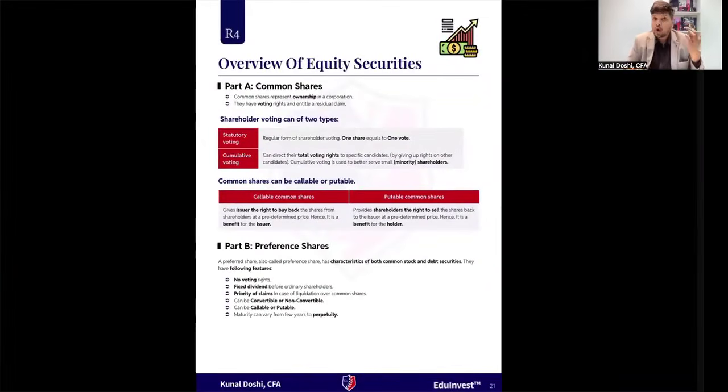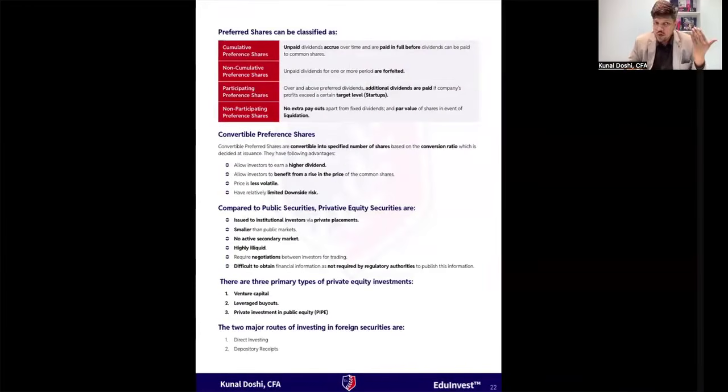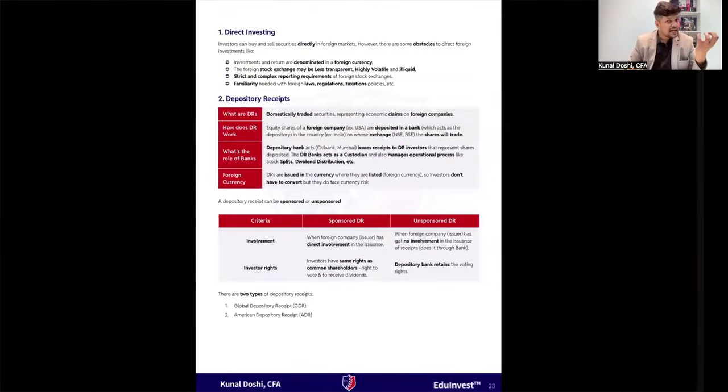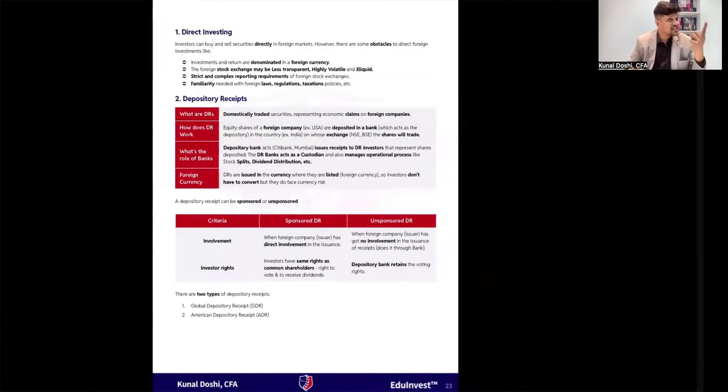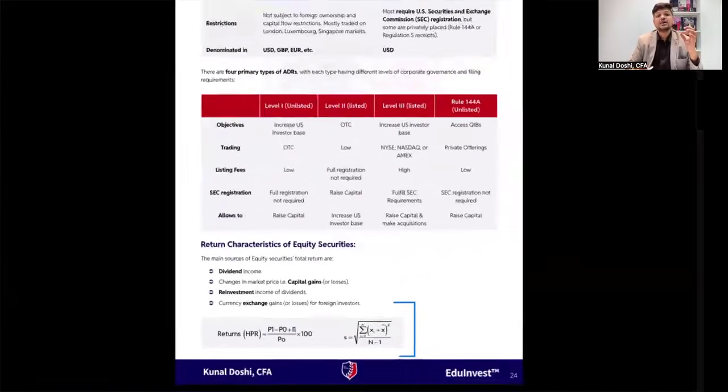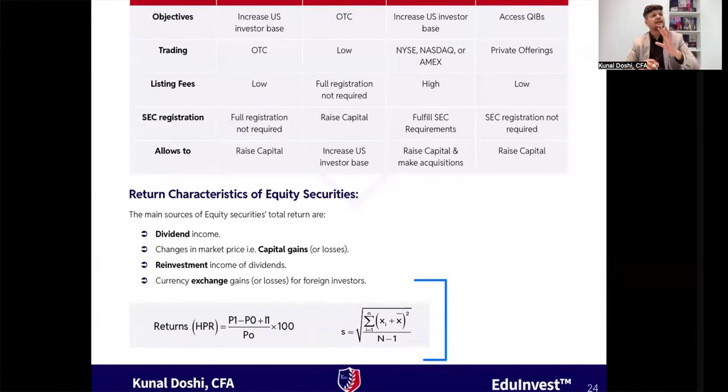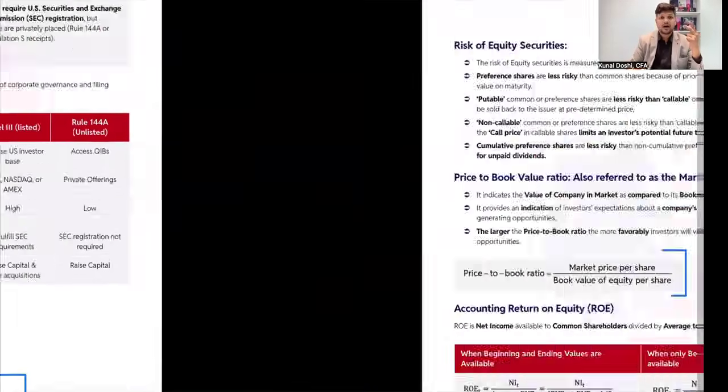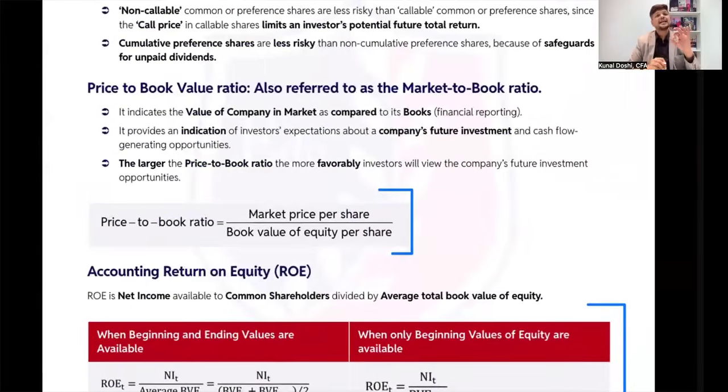Reading number 4 is overview of equity security. Here, many of the formulas you will see are repetitive, something that you have already done in the past. Here, ADR, GDR is very important, I told you. Here, the simple holding period return and standard deviation formula, I'm not repeating it because we already did that earlier. Everyone knows how to calculate holding period return and standard deviation. Am I correct? Some new things are related to price to book value, even though price to book value we will do in the last reading as well.